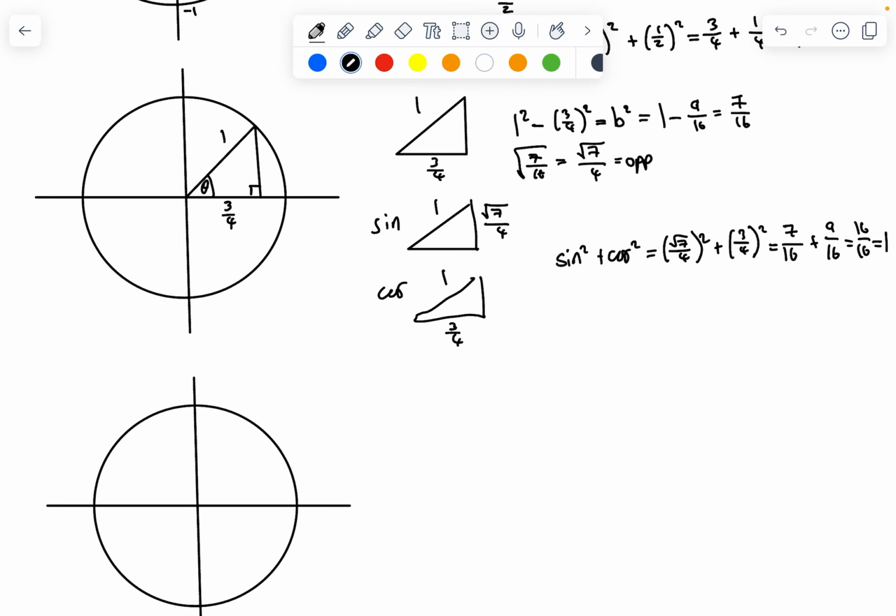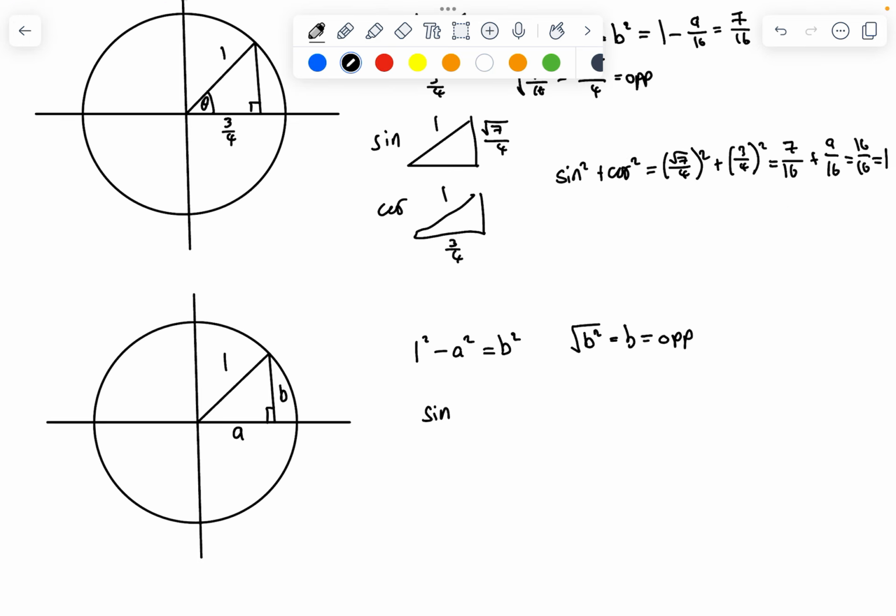So in general, if I have a right angle triangle, then if my hypotenuse is 1 and my sides are a and b, using Pythagoras, 1 squared minus a squared equals b squared, and the square root of b squared equals b, my opposite side.